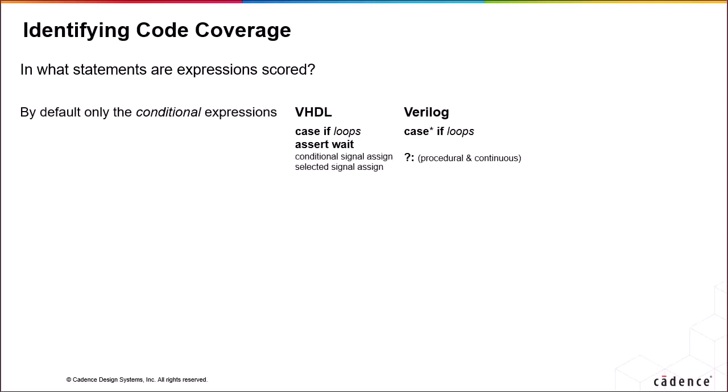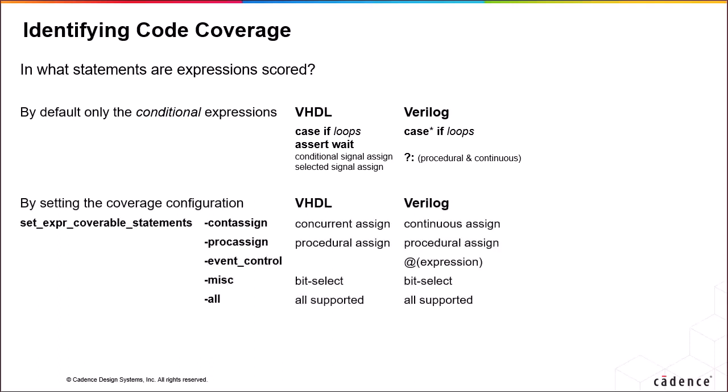The second major expression coverage issue is in what statements to score expressions. The Xcelium integrated coverage scores by default only the conditional expressions, that is, the expressions that control execution flow. Recall that expression coverage is primarily meant to potentially identify the condition causing execution to enter a block. However, you can set the coverage configuration as needed to also score other expressions, such as expressions generating a value assigned to a signal.